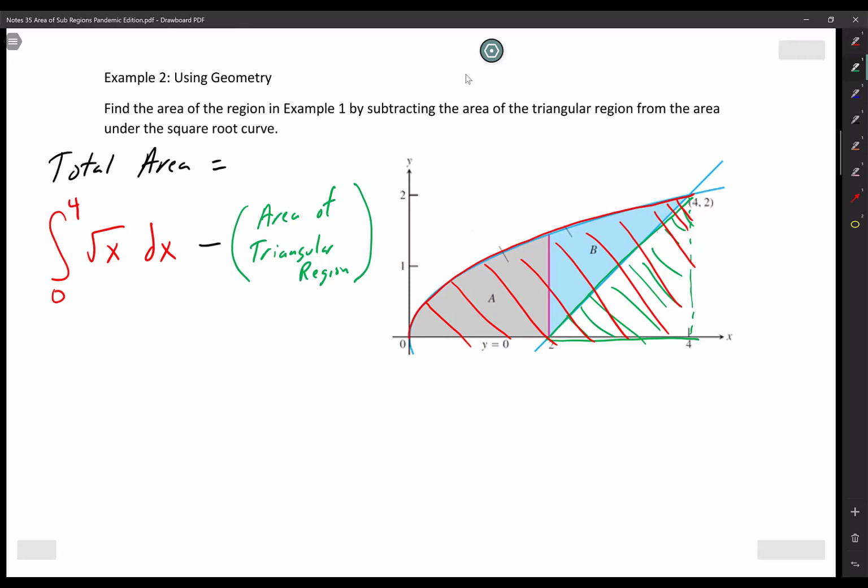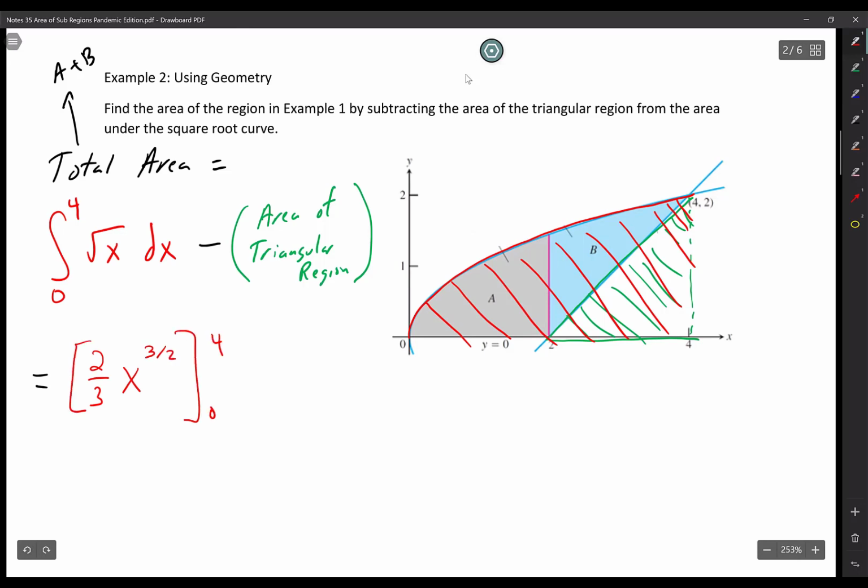I'm going to see if I can stay consistent with my colors. So here we go. I'm going to put an equal sign because I'm doing the total area of A plus B, the region of A plus B here. Antiderivative of square root of x, we just said that was 2/3 x to the 3/2, and I'm going to evaluate this from 0 to 4.